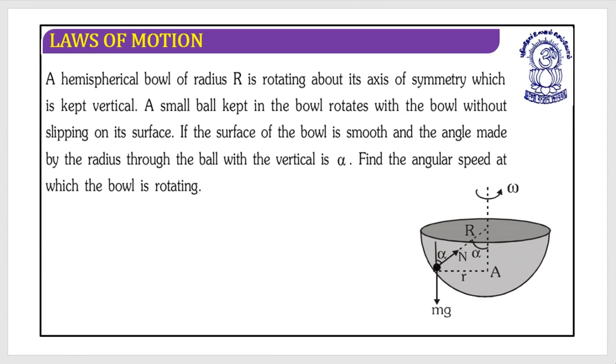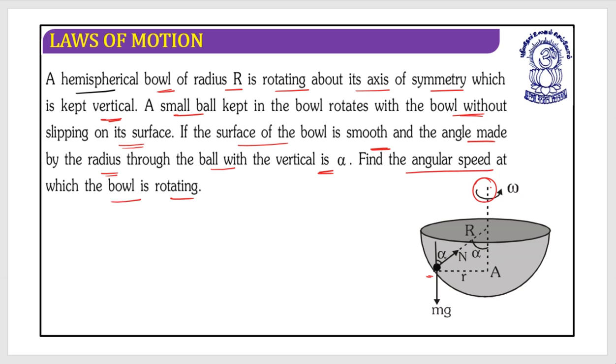Let's have a look at this question. What does it say? It says that a hemispherical bowl of radius R is rotating about its axis of symmetry, which is kept vertical. This is the axis of symmetry, around which it is going to rotate with omega. A small ball kept in the bowl rotates with the bowl without slipping on its surface. If the surface of this bowl is smooth and the angle made by the radius through the ball with the vertical is alpha, find the angular speed at which the bowl is rotating.